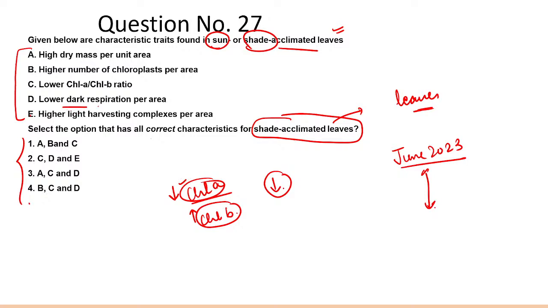Then, lower dark respiration per area, then you have higher light intensity complexes per area. Give it a try. If you go in a logical manner also, you'll get it very easily. Give it a try, everyone. It's a logical question also. If you have done plant physiology properly, you'll get it.